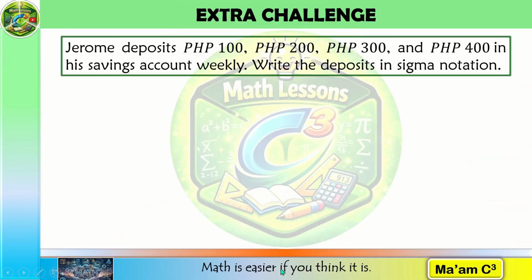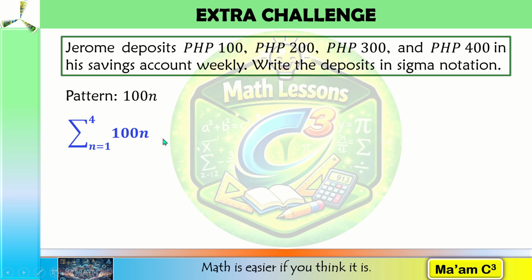Jerome deposits 100 pesos, 200 pesos, 300 pesos, and 400 pesos in his savings account weekly. Write the deposits in sigma notation. Notice that these are multiples of 100. So our pattern would be 100n. 1, 2, 3, 4, meaning we have 4 terms. So the sigma notation would be the summation of 100n from n equals 1 to 4.